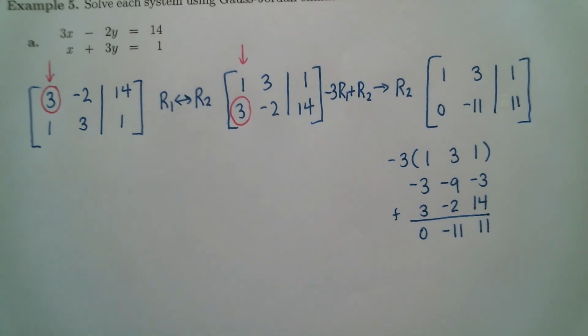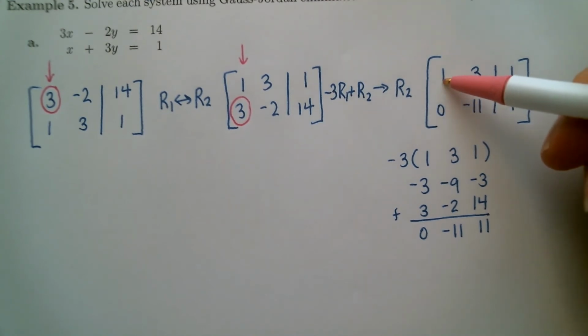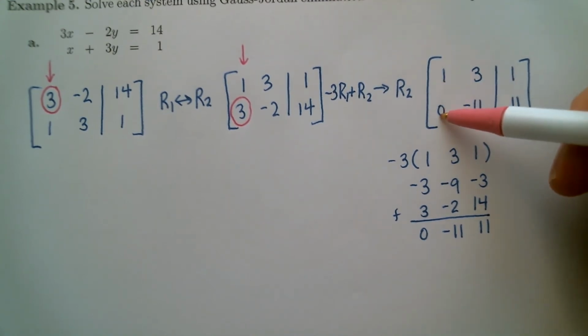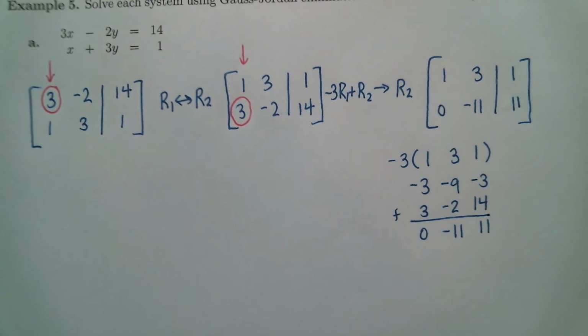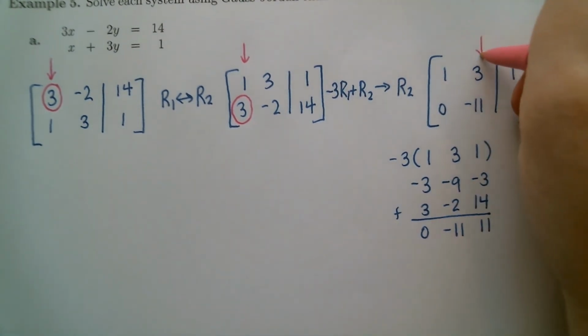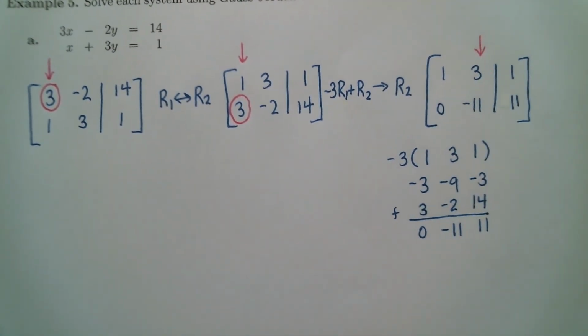But we are done with the first column. Look at the first column. You've got the 1 on the main diagonal, and you've zeroed out the rest of the column. So that means I'm free to move on to column 2 now. You don't have to put the arrow here, but I usually write it there for your reference so you can see where we're working.